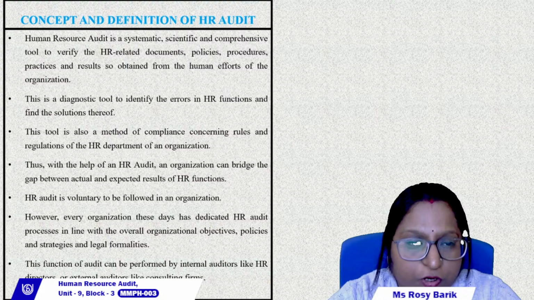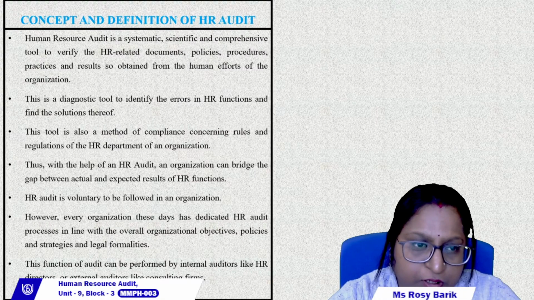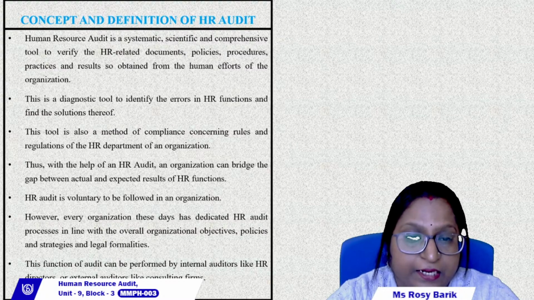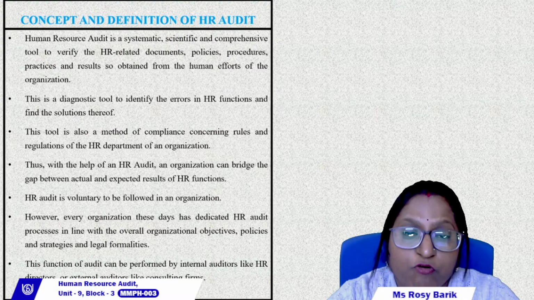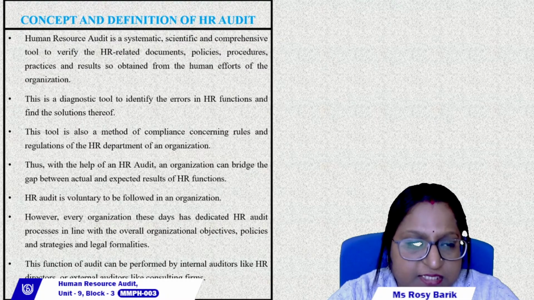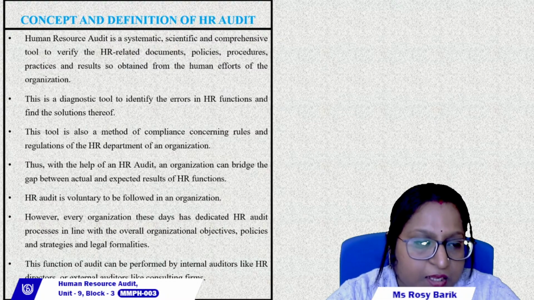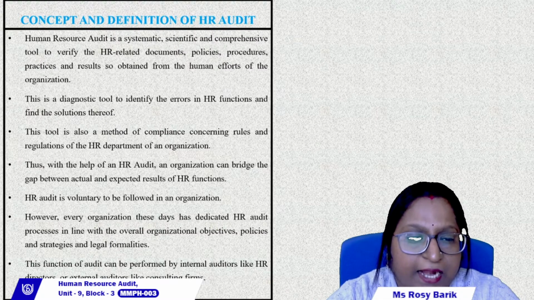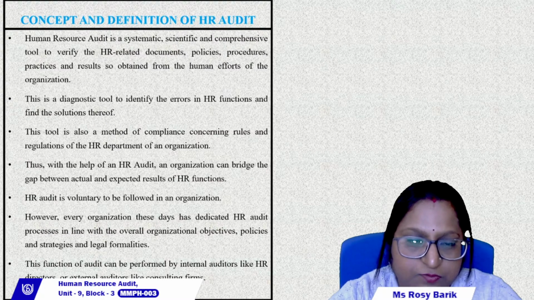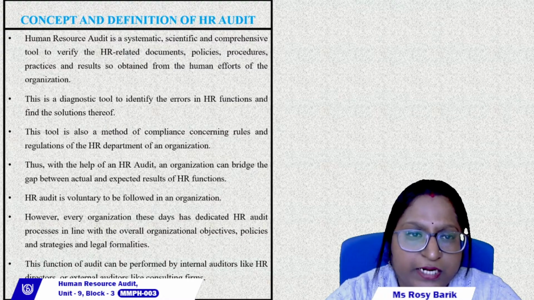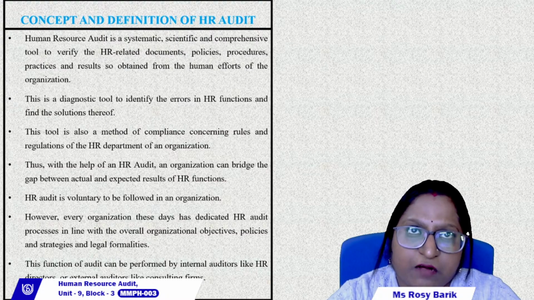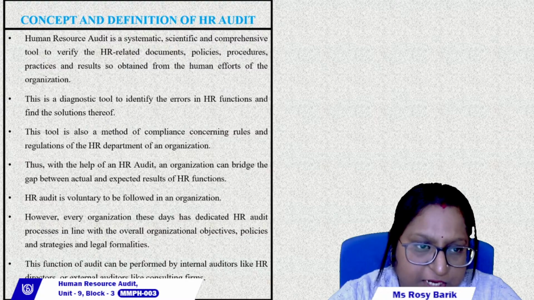So, HR audit is voluntary to be followed in an organization. However, every organization these days has dedicated itself to the HR audit process in line with the overall organizational objectives, policies, strategies and legal formalities. This function of audit can be performed by internal auditors like HR directors and external auditors like consulting firms. From this, we can find out that the HR audit can be done in the organization through HR directors as well as external auditors from a consulting firm. That means consulting firms or audit firms are there through which the auditing process can be done.